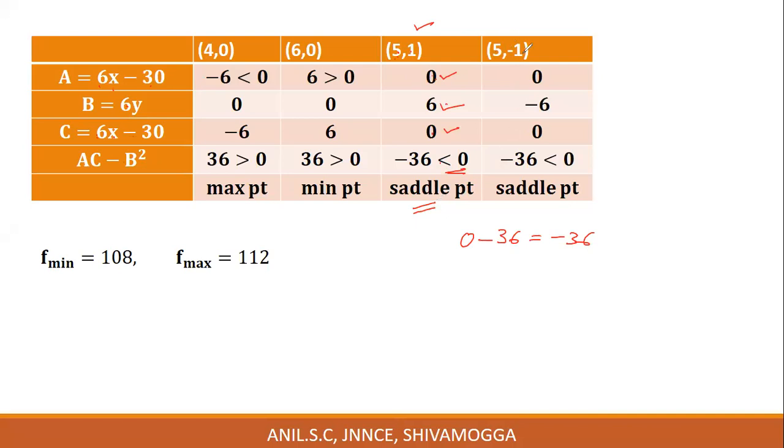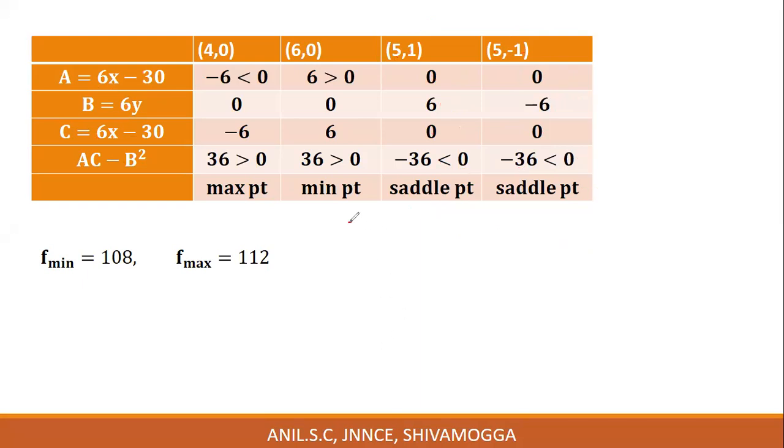Similarly, 5, minus 1. A is equal to 0, B is equal to minus 6, and C is equal to 0. AC minus B square will be minus 36, and this is less than 0. If AC minus B square is less than 0, the point is said to be a saddle point. 4, 0 is a maximum point. 6, 0 is a minimum point. And the other 2 points are saddle points.